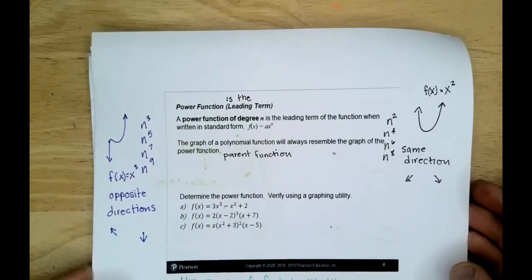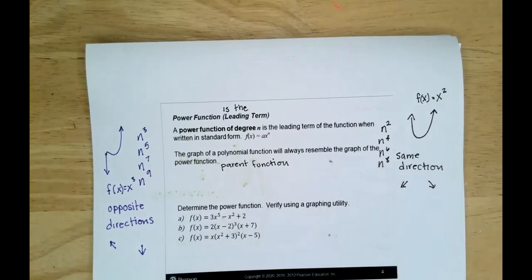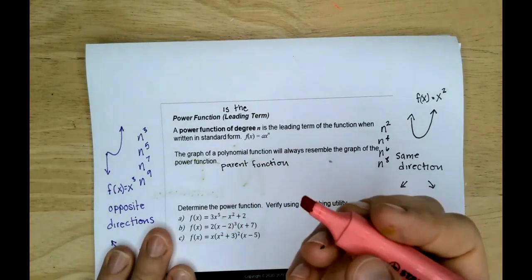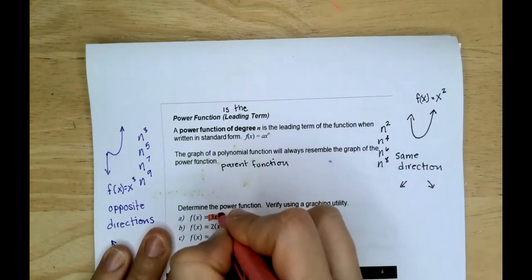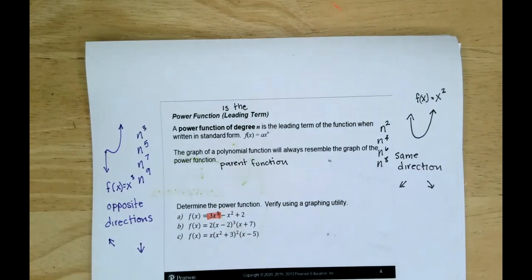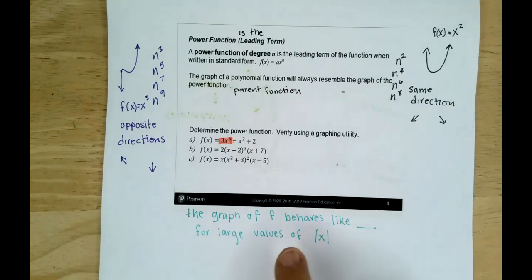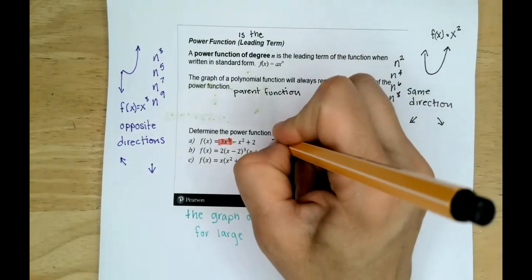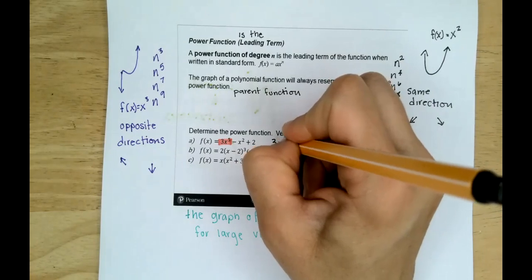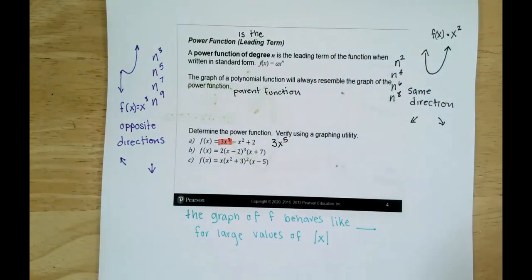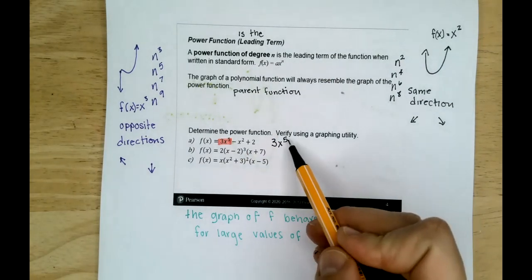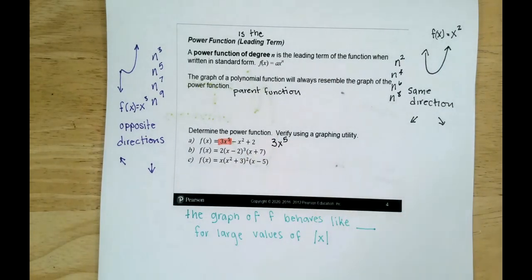Determine the power function or determine the leading term. My power function is right here. So the graph of f behaves like, or resembles, 3x to the 5th for large values of the absolute value of x. Okay? And it's of degree 5 because we have the degree of the leading term.